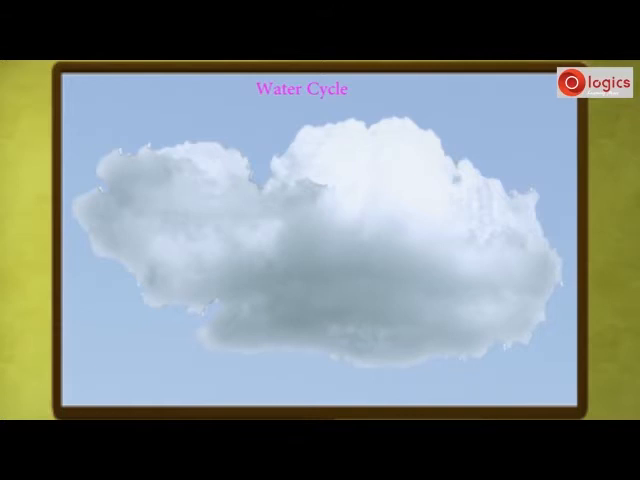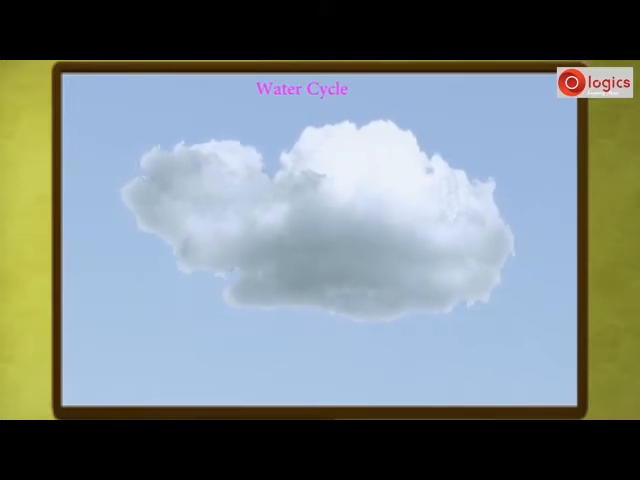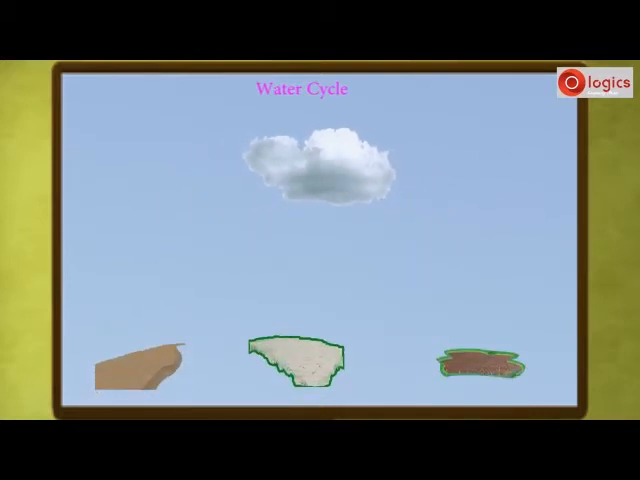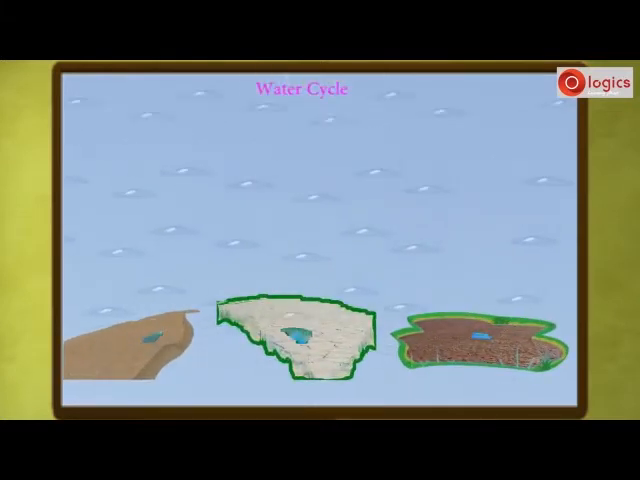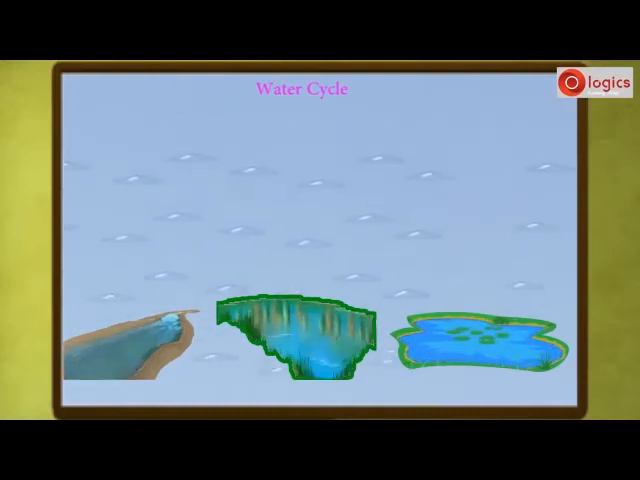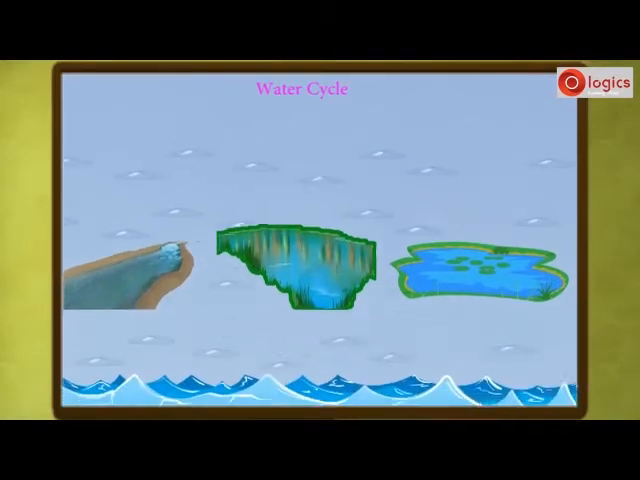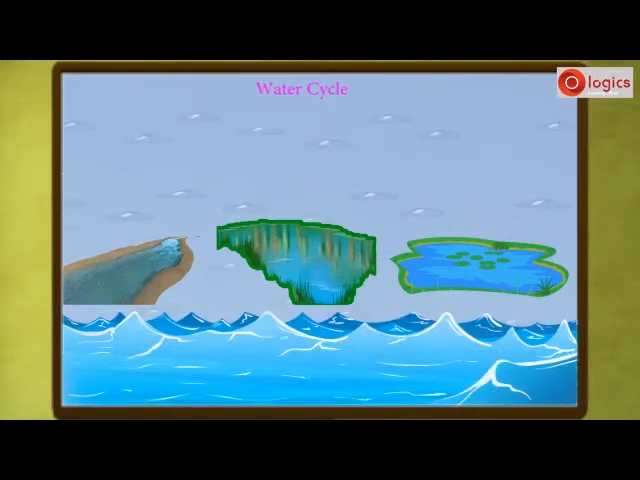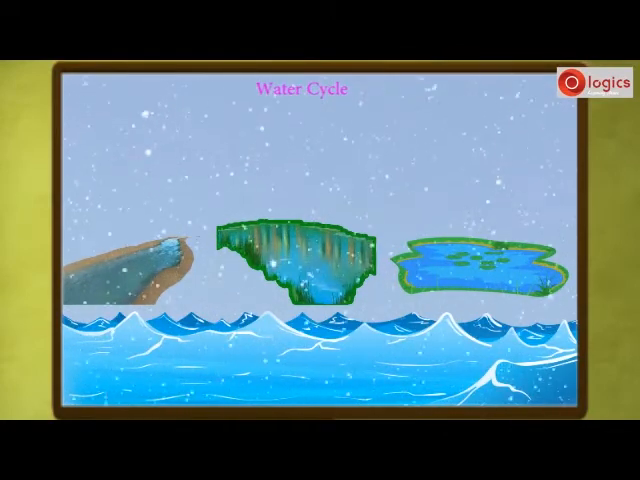It so happens that many droplets of water come together to form larger drops of water. Some drops of water become so heavy that they begin to fall. These falling water drops are what we call rain. In special conditions, it may also fall as hail or snow.